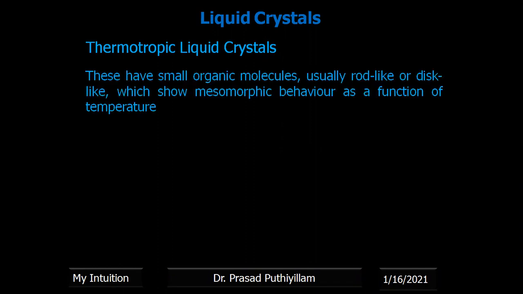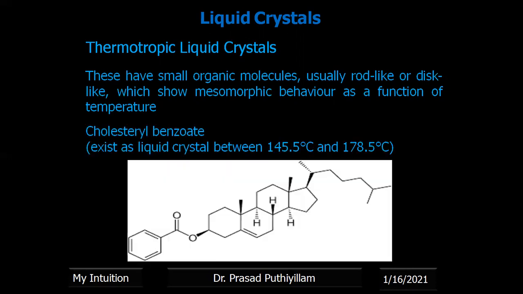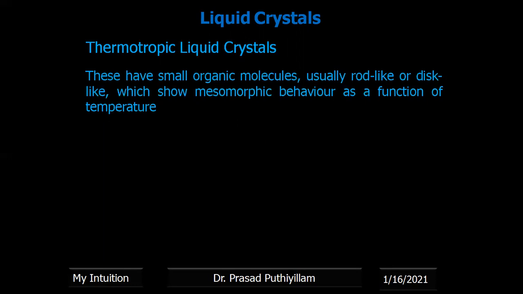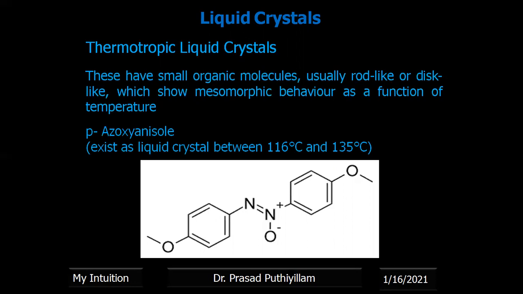So thermotropic liquid crystals have small organic molecules, usually rod-like or disc-like in shape, which show mesomorphic behavior as a function of temperature. So here the main factor which decides the liquid crystalline behavior is the temperature. The first example is cholesterol benzoate, which shows liquid crystalline behavior between 145.5 degrees Celsius and 178.5 degrees Celsius. The structure of the molecule is given there. Another example is para-azoxyanisole, with 116 to 135 as the transition temperature range in which it exists as a liquid crystal.